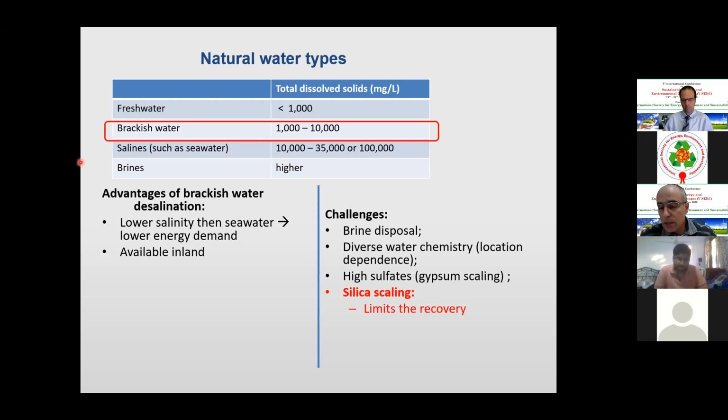The other characteristic is that it has diverse water chemistry. It depends very much on the location and the type of aquifer. There are usually high sulfates, which cause gypsum scaling, and silica scaling, which limits the recovery. In this talk, I will focus on silica scaling.